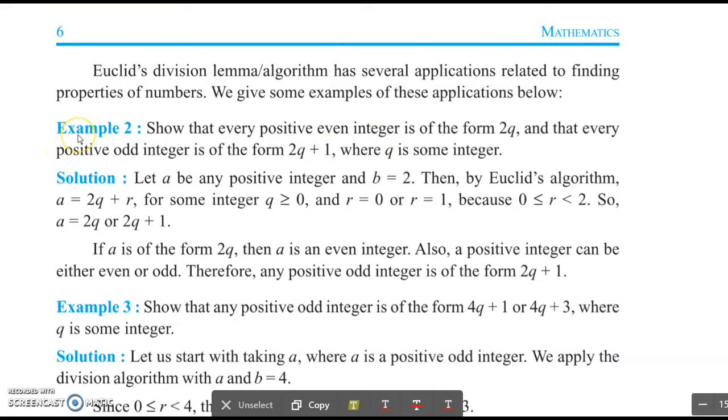So example 2 is: show that every positive even integer is of the form 2q and that every positive odd integer is of the form 2q plus 1, where q is some integer.